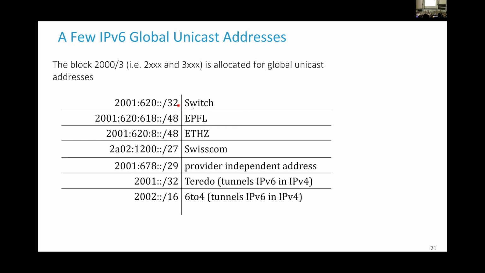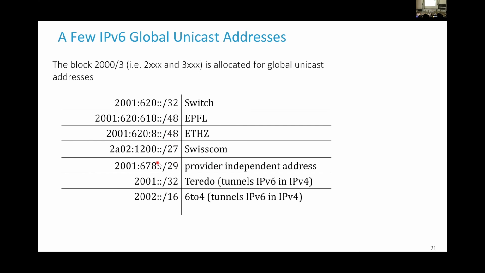We see, for example, that Switch has received this block, 32-bit, and has delegated out of this block, a block of 48 prefix to EPFL, another one to ETH. And now, as I said before, when Switch exports to the rest of the world its block, then it exports only this here. We don't need to say specifically anything because routers that are in America, for example, don't need to know the block of EPFL because EPFL is always receiving traffic from America via Switch here. Swisscom has received this block.